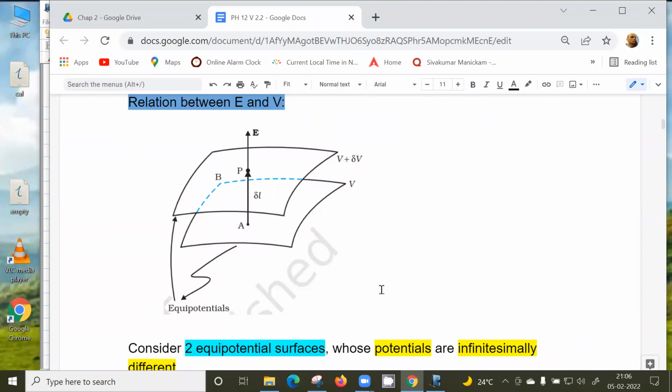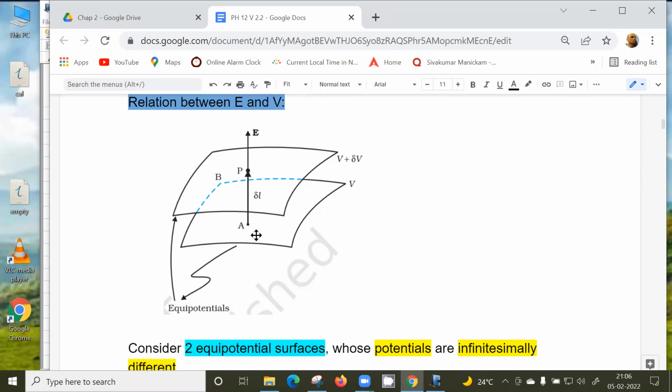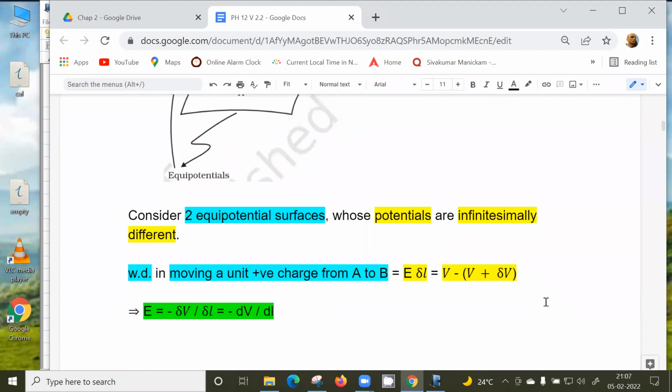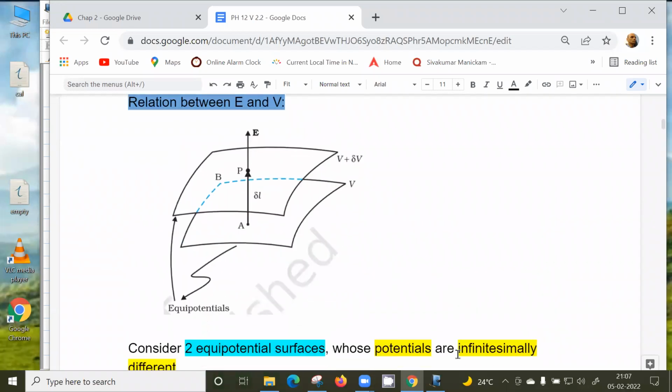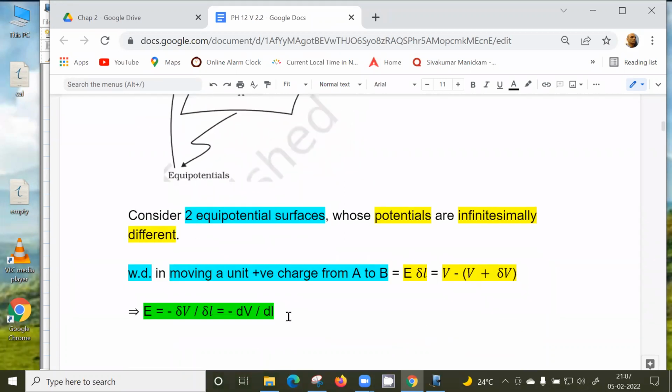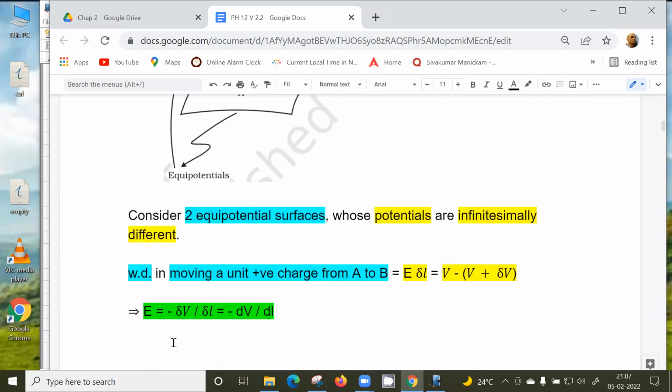Fine. So these were equipotential surfaces. To get the work, suppose I'm moving a point charge from A to B, where A is on this surface and B is on this surface. Force into distance, that is E into delta L, should be equal to the increase in the potential, the work done in moving a unit positive charge from A to B. So from this I get the electric field as minus delta V by delta L.